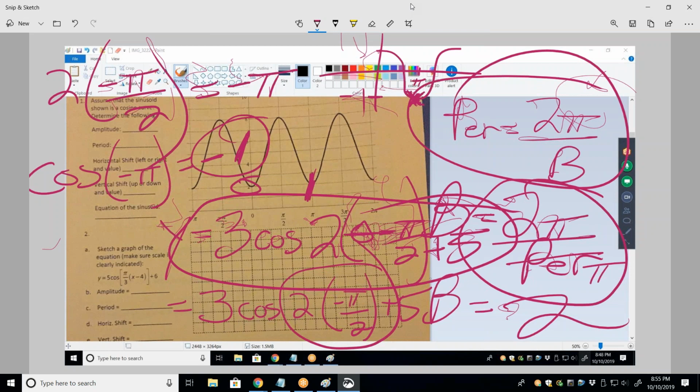Okay? Now substitute that in for our equation and see if that is correct. Cosine of that whole thing is -1. So now multiply that -1 by 3 and add it to 5. What do you get?